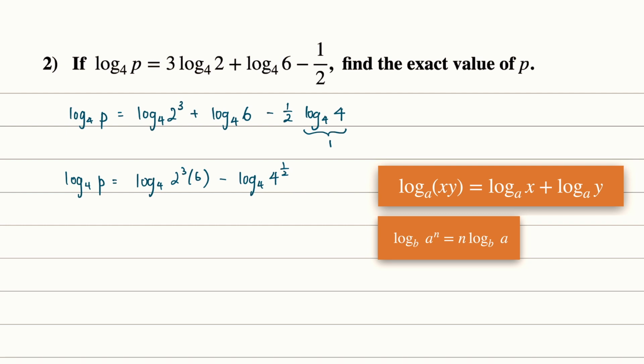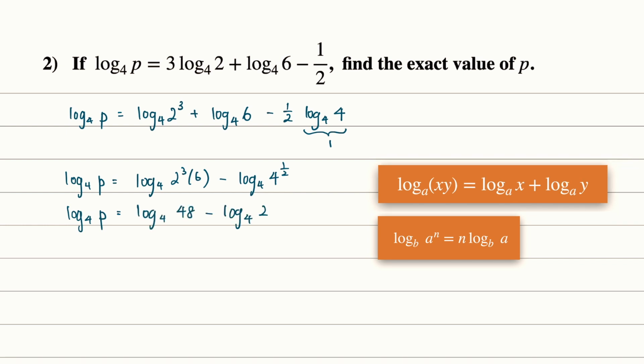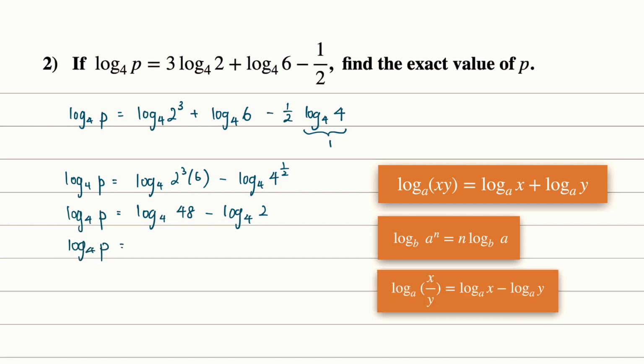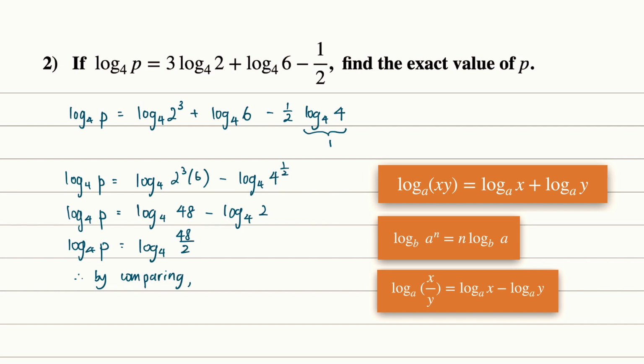Alright, so the next step will be log to the base 4 of p is equal to log to the base 4, 48, minus log to the base 4, 2. Simplifying further by using the quotient law, we have log to the base 4 of p is equal to log to the base 4, 48 over 2. And now by comparing both sides of the equation, the value of p is equal to 48 over 2, which is then equal to 24.